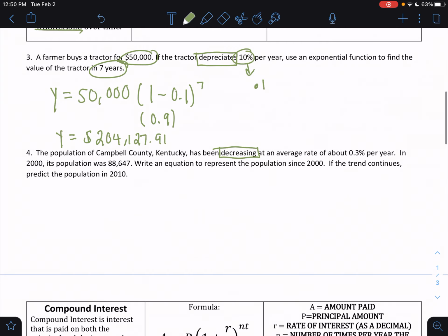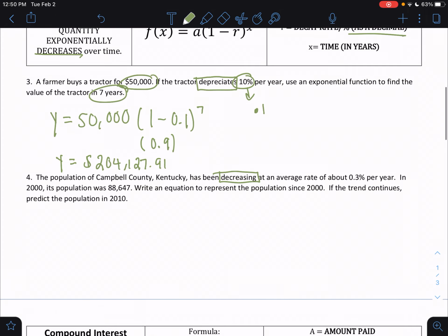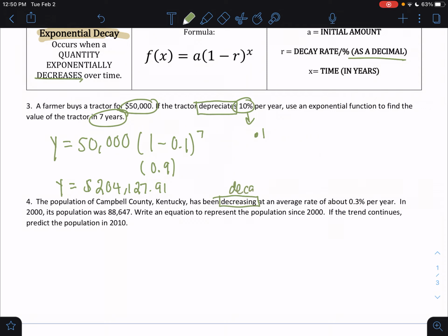We have another one that says the population of Campbell County, Kentucky has been decreasing. So again, that tells us to use the decay formula at an average rate of about 0.3% per year. In 2000, its population was 88,647. I'm going to circle that whole thing. And they want us to write an equation to represent the population since 2000. If the trend continues, predict the population in 2010. So here they want us to write an equation and then predict the population in 2010.